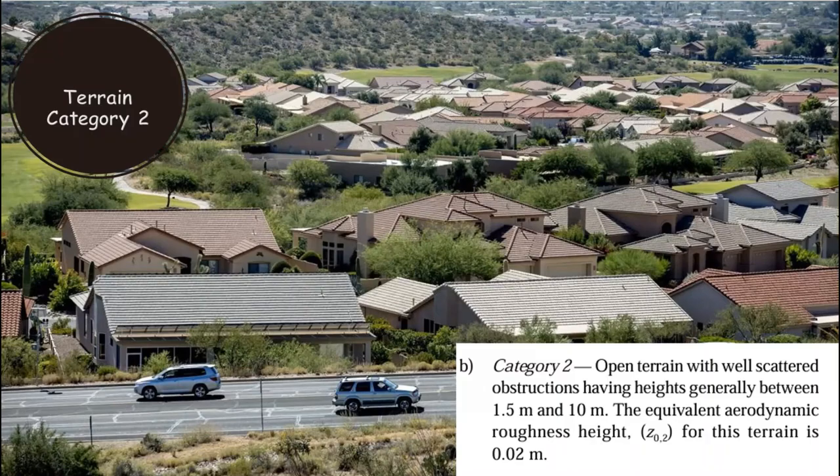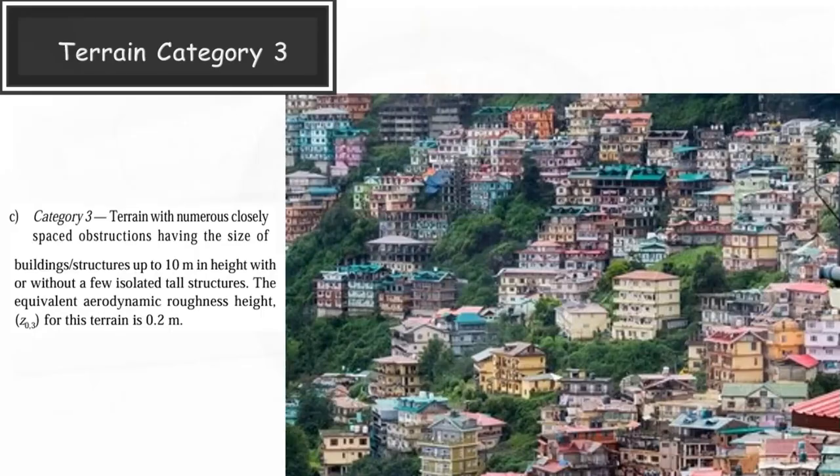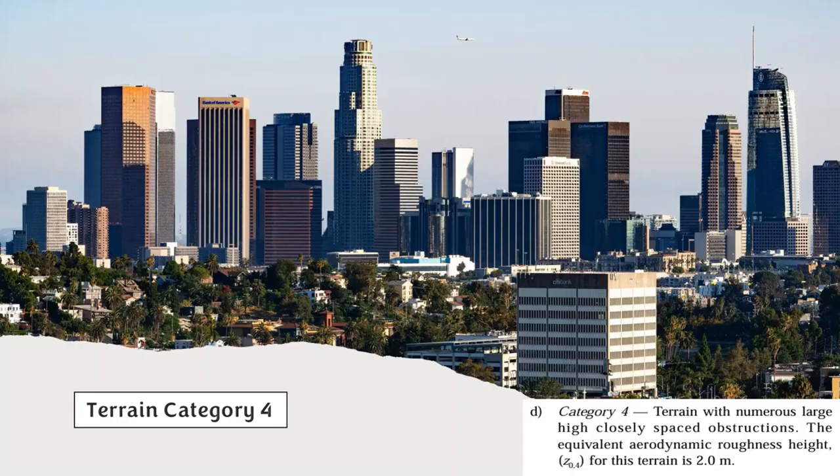Second category represents the open terrain with well scattered obstruction, and the height is 1.5 to 10 meter. Third category represents the closely spaced obstructions having the size of building and structure up to 10 meter in height, with or without a few isolated tall structures. Category 4 represents numerous high closely spaced obstruction, and the equivalent aerodynamic roughness height for this terrain is 2 meter.